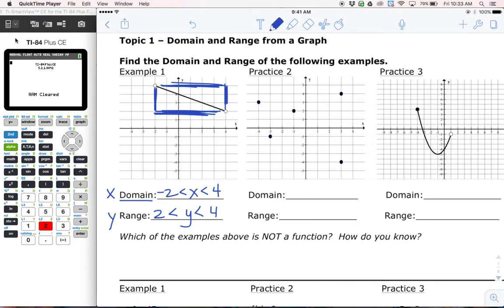All right, you're going to do problems 2 and 3 in the graph to the right. Remember that when we have dots, we don't write it like I just did. Remember, when we have dots, we're writing them in a list.